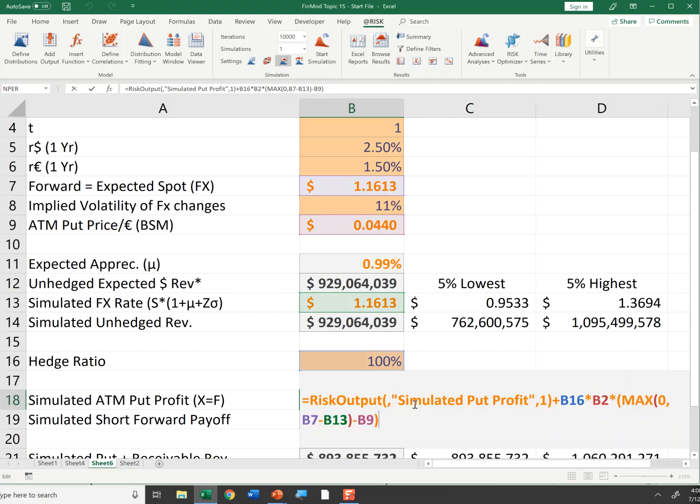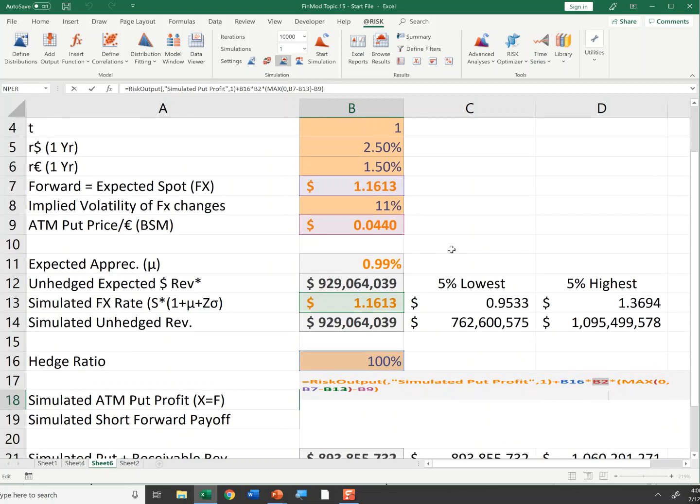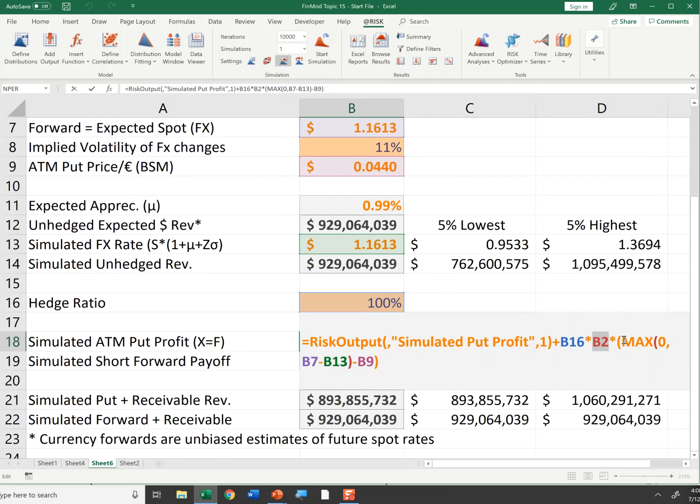And you can see our formula. This risk output is just an at-risk formula to tell at-risk that this is an output I want to collect data on. All I do is take B16, which is 100%, because I want to hedge 100% of their exposure, times B2, their 800 million. So my Q in my formula is going to be 800 million euros times the payoff of the put, max 0, B7, which is my strike.